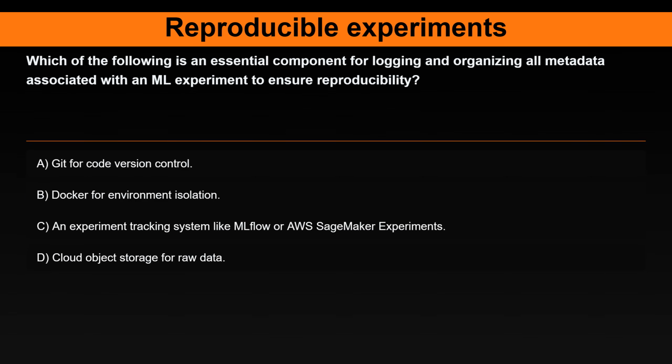Question 5. Which of the following is an essential component for logging and organizing all metadata associated with an ML experiment to ensure reproducibility? Option A. Git for code version control. Option B. Docker for environment isolation. Option C. An experiment tracking system like MLflow or AWS SageMaker Experiments. Option D. Cloud object storage for raw data.